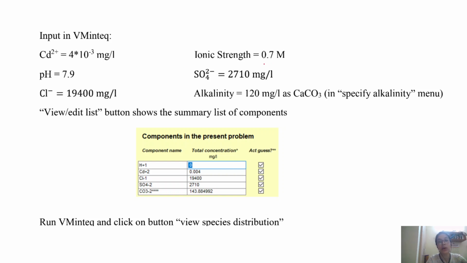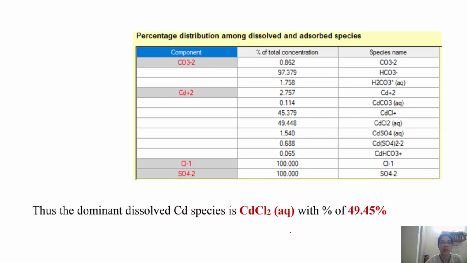Ionic strength is 0.7 molar. pH is given as 7.9. Sulfate, chloride, alkalinity, everything is given. Then we will put everything in, run Visual MINTEQ, and click on the button view species distribution.